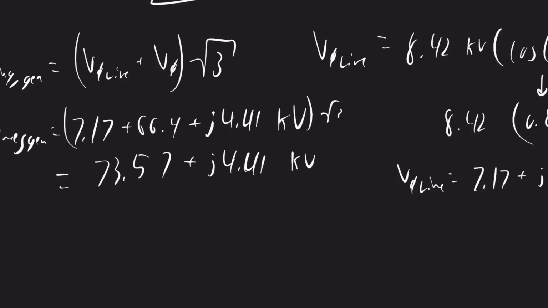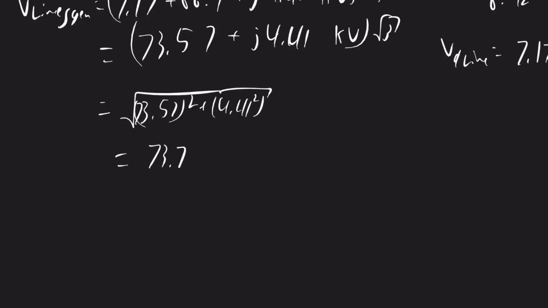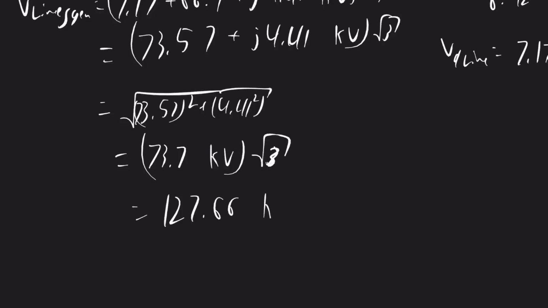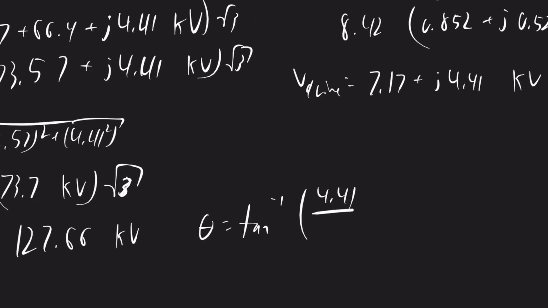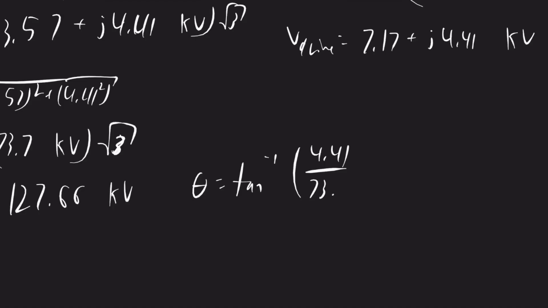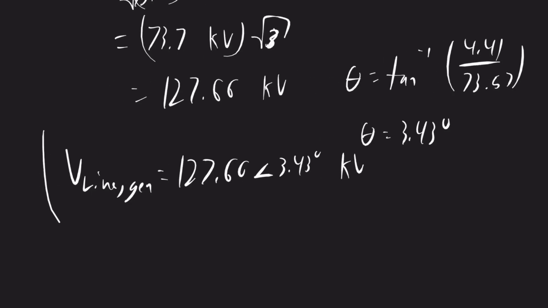All that will be multiplied by square root of 3. First, I need to determine the magnitude of this. So it'll be 73.57 squared plus 4.41 squared, all square rooted. That is 73.7 kV. We'll multiply this by root 3, which is 127.66 kV. Now for the angle of this, it'll be tan inverse of the imaginary part over the real part. So 4.41 over 73.57, which is 3.43 degrees. So V line of the generator will be 127.66 with an angle of 3.43 degrees kV. So that's the answer to part F.